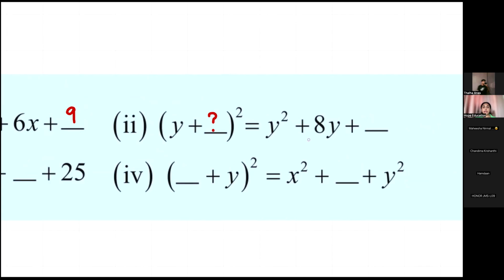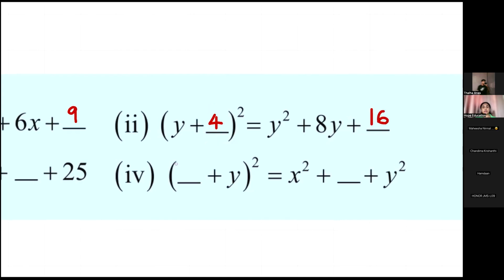How is this middle term formed? This multiplied by this multiplied by this. So yes, it should be 4. Then y multiplied by 4 is 4y. 4y multiplied by 2 is 8y. Then that is correct. So its square comes here. So that would be 16.